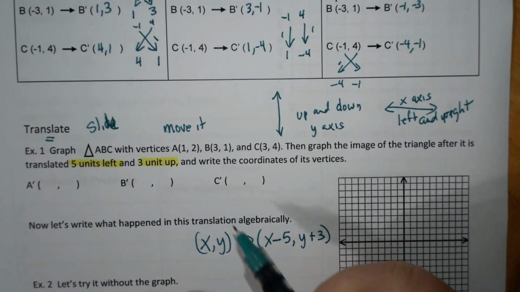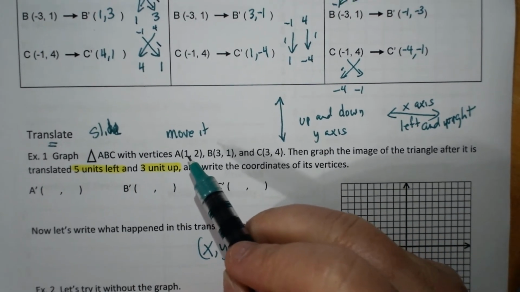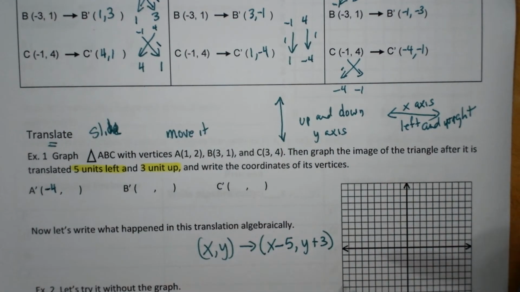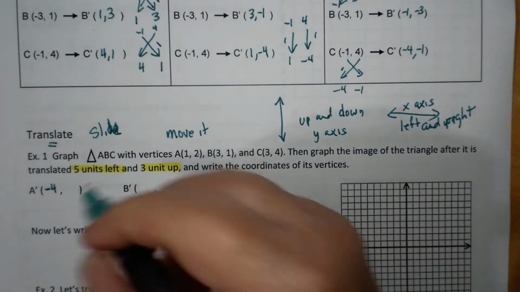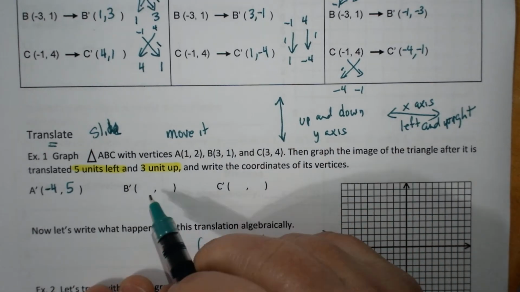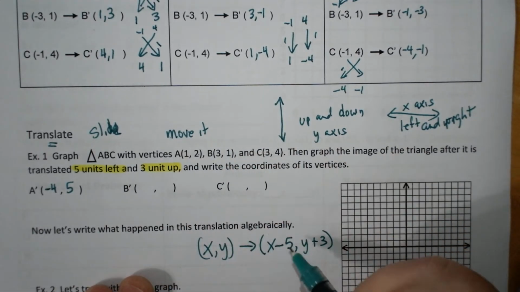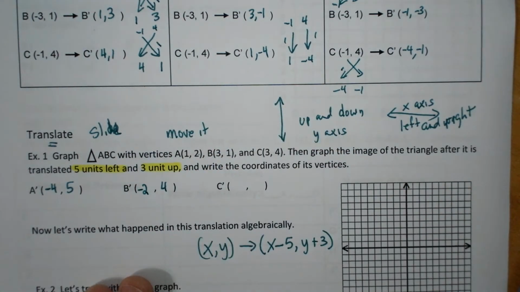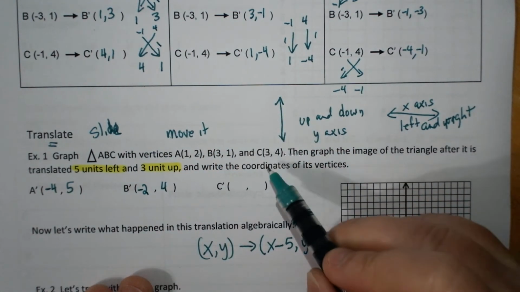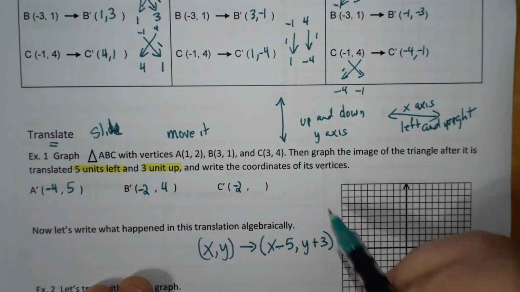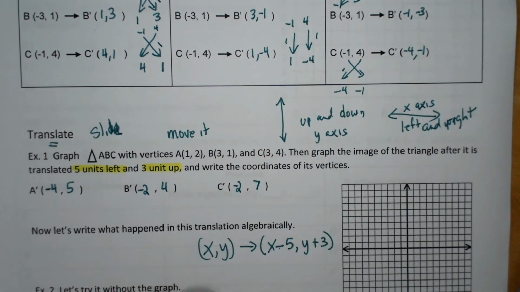So, what am I going to do? I'm going to subtract 5 from 1 and get -4. I'm going to add 3 to 2 and get 5. This is without the graph right now. And B is 3, 4: I take my 3 and I subtract 5, I get -2. I take my 4 and I add 3 and I get 7.